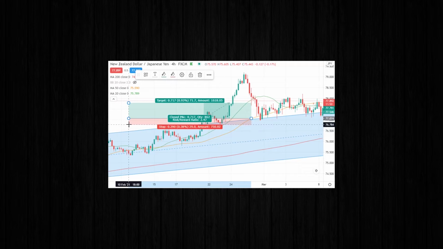I usually don't place it right at the base because sometimes it will come down and retest it or even perhaps go a bit further.